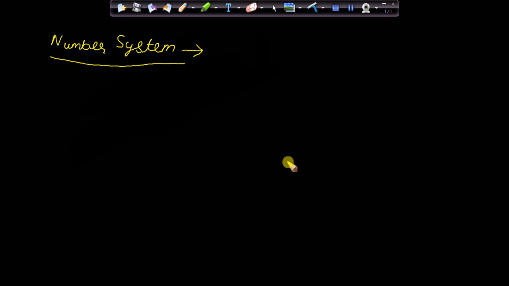Hello everyone, today we are going to study number system. This is your first chapter. So I'll start with number line. So what is a number line?